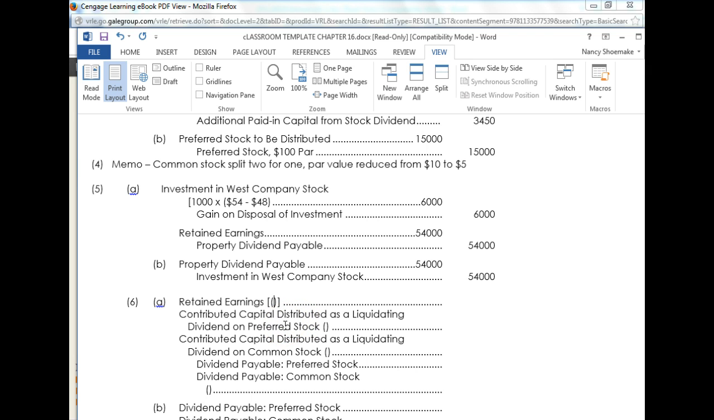at 1,000 shares times $8 plus 15,000 shares times $2. So we've got 1,000 shares at $8, and we've got 15,000 shares at $2 to total 38,000. Okay?